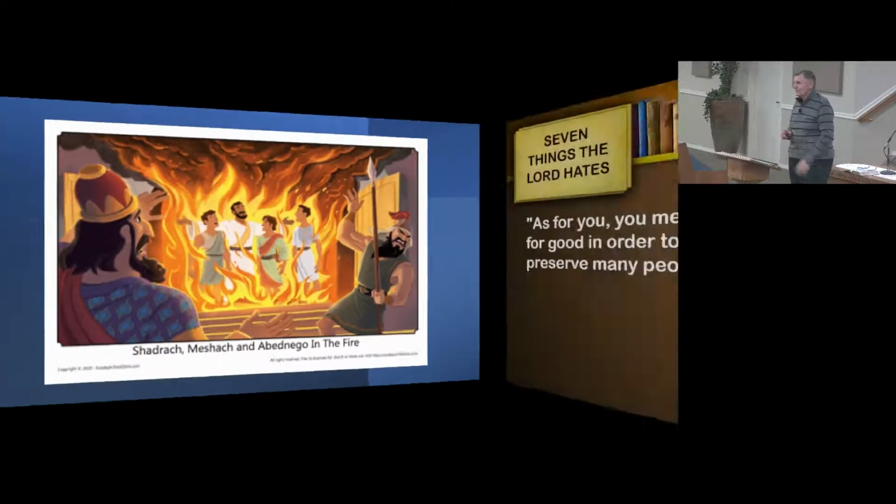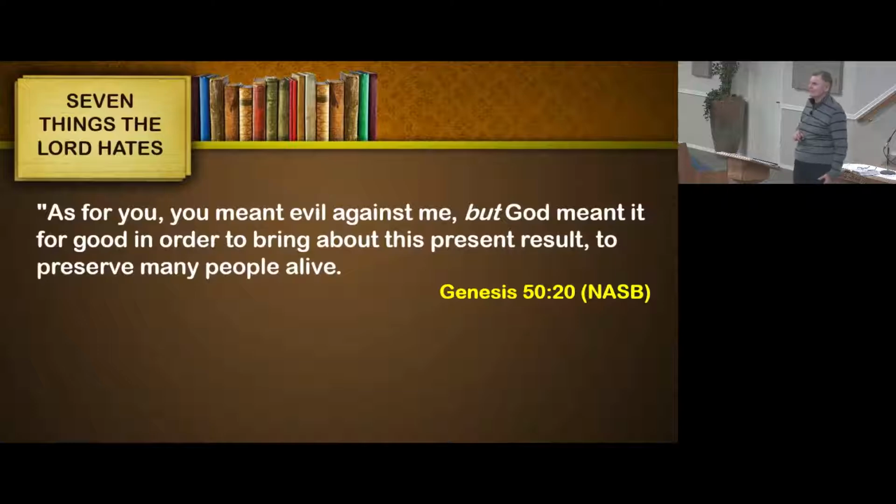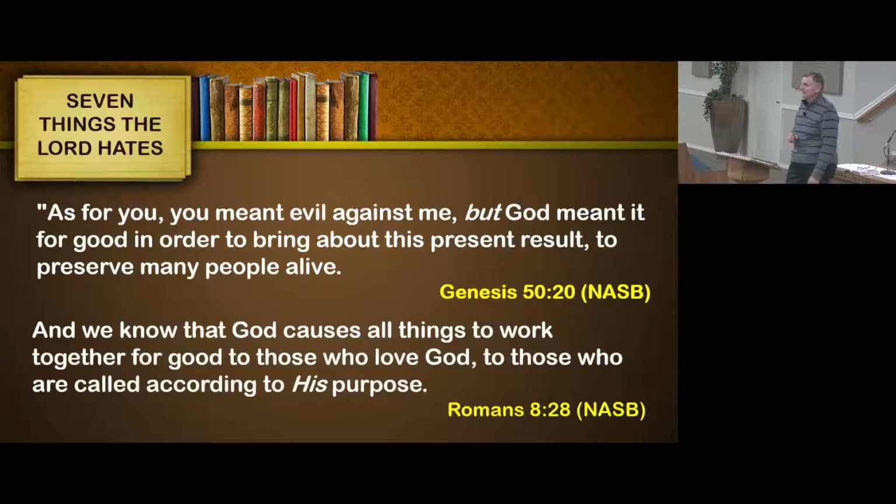A couple of verses to go along with that. Genesis 50:20. As for you, you meant evil against me, but God meant it for good. And of course, this is Joseph. Meant it for good in order to bring about this present result, to preserve many people alive. And then Romans, very common verse. Most of the people in here probably can quote this verse. And we know that God causes all things to work together for good to those who love God, to those who are called according to His purpose.